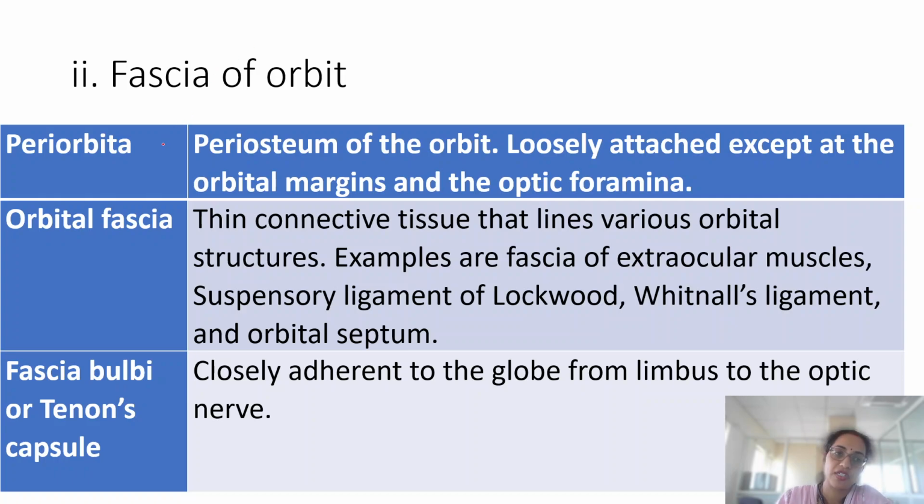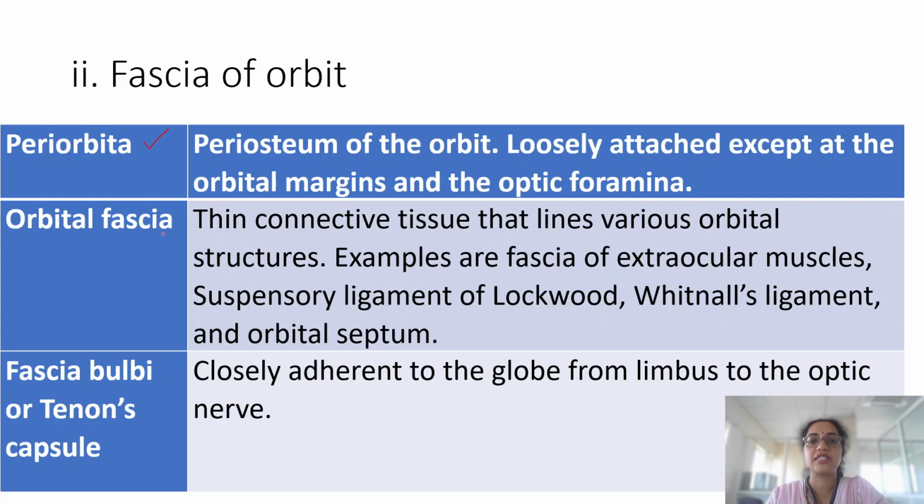There are three important fascia that I want you to understand. First is the periorbita. It refers to the periosteum of the orbit. It's loosely attached to the orbit except at the orbital margins and the optic foramina. Why do you need this information? When you're doing orbital surgeries, when you're raising the periosteum to reach some tumors or when you're doing an exenteration, it's a little difficult to raise the periorbita near the orbital margins.